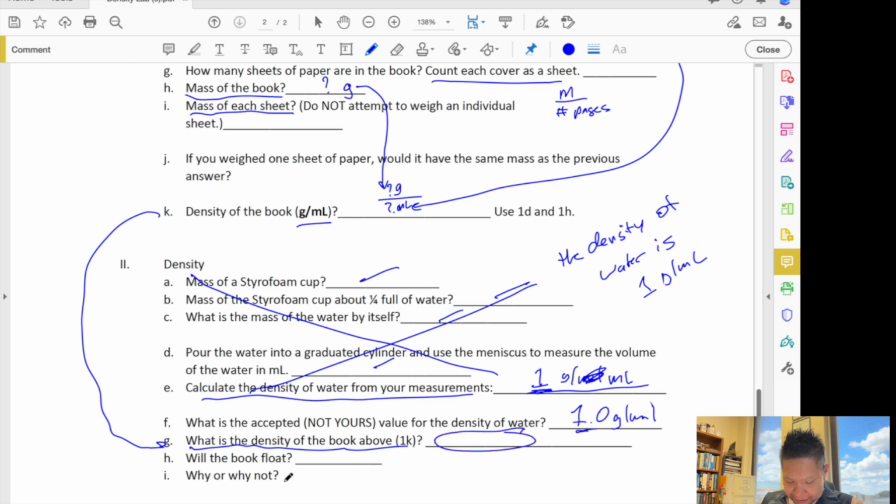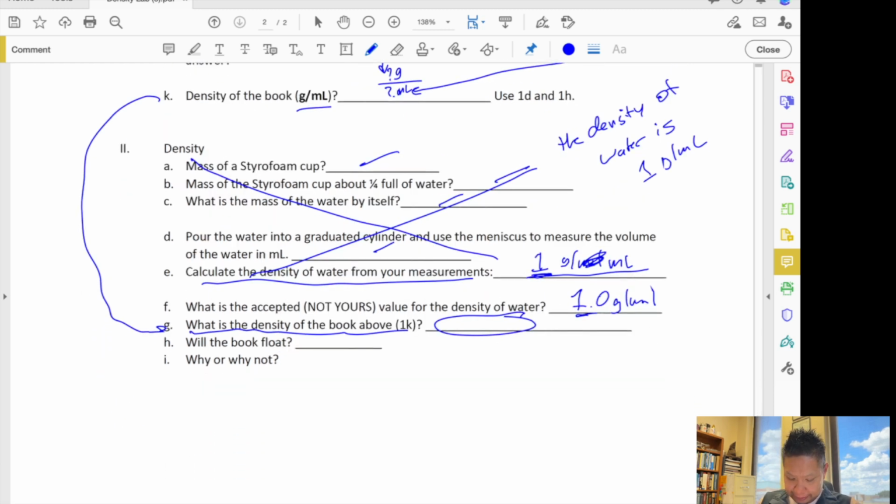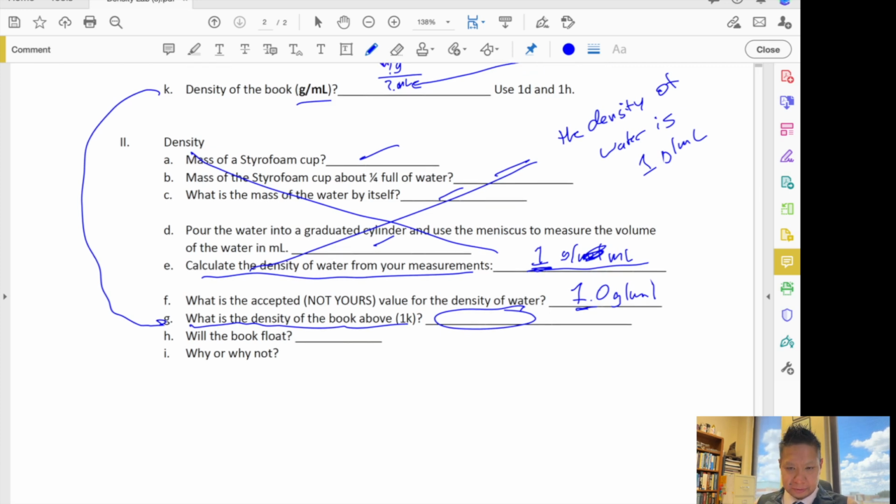And then it's going to ask you, will the book float? Well, how do you know if it floats? If the density is less than 1, then it will float. If the density is more than 1, then it will sink. And then it asks you why. Oh, I just told you why. Because if the density is less than 1, it will float. If it's more than 1, then it will sink. And that's it. That's all you have to do for this lab.